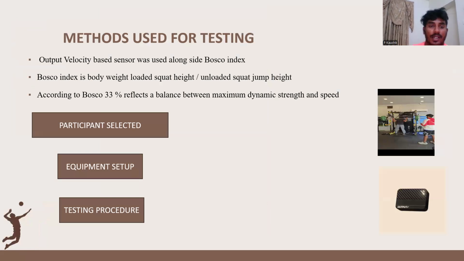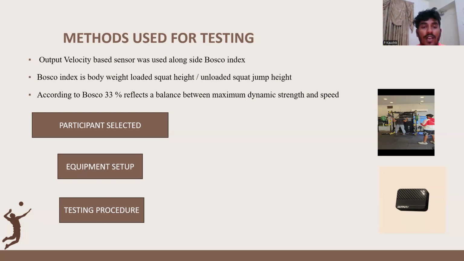Methods used for testing. To collect the force velocity profile of the athlete, the Bosco index was used alongside the output velocity based sensor. The Bosco index is a well established method of testing where the squat jump and the countermovement jump are basic tests for profiling any athlete. The Bosco index is the loaded squat jump height over the unloaded squat jump height, with body weight as the load. The percentage index is then used to evaluate the balance between the speed and strength components of the athlete.